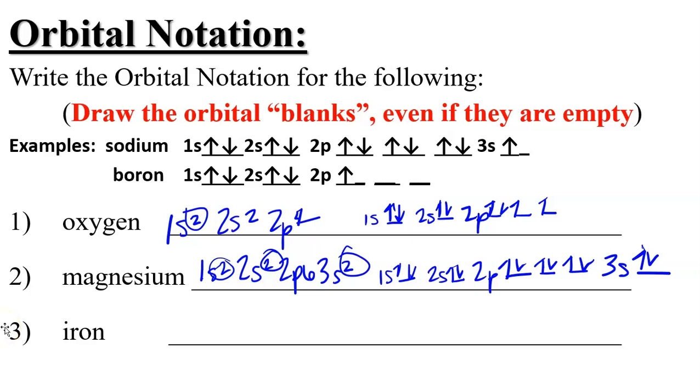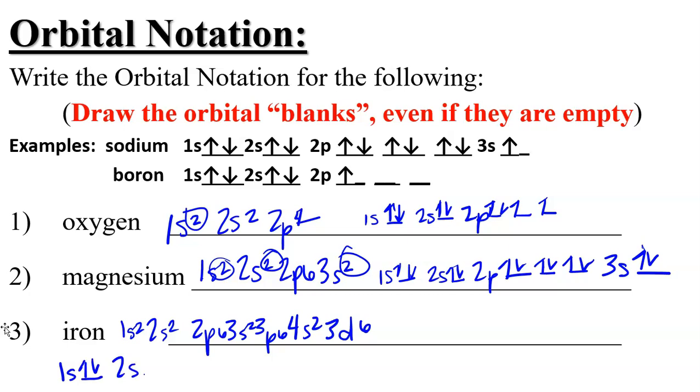So next we have iron. We have 1s2, 2s2, 2p6, 3s2, 3p6, 4s2, and 3d6. So we start out with 1s, which is 1 orbital, and it's filled up. 2s, again, 1 orbital, and it's filled up. 2p is 3 orbitals, and it's filled. But we want to start with one way first, and then come back for pizza.